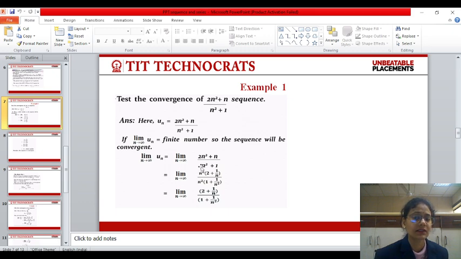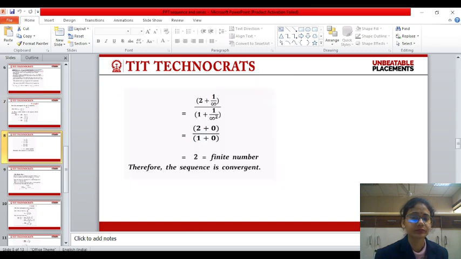So let us take the limit. Now you can see n^2 is common in numerator and denominator. So take n^2 common out from the numerator as well as the denominator. n^2 will get cancelled with n^2. In the numerator we have 2 + 1/n. In the denominator we have 1 + 1/n^2. And then after cancellation of n^2 with n^2, we have this term.